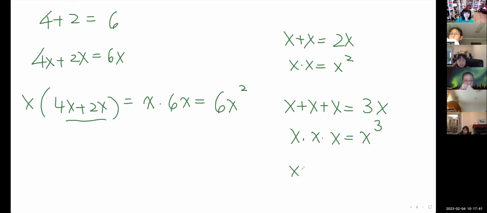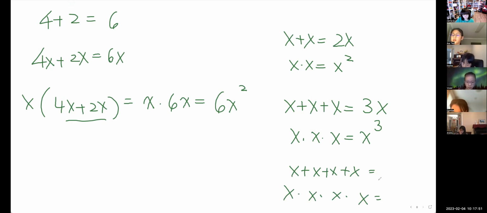So let's do the last one. X plus x plus x plus x equals what? X times x times x times x equals what? Well, 4x. That's the easy one. And the bottom is x power 4. Very good. So this one is what? 4x. Get it, everybody? Okay.